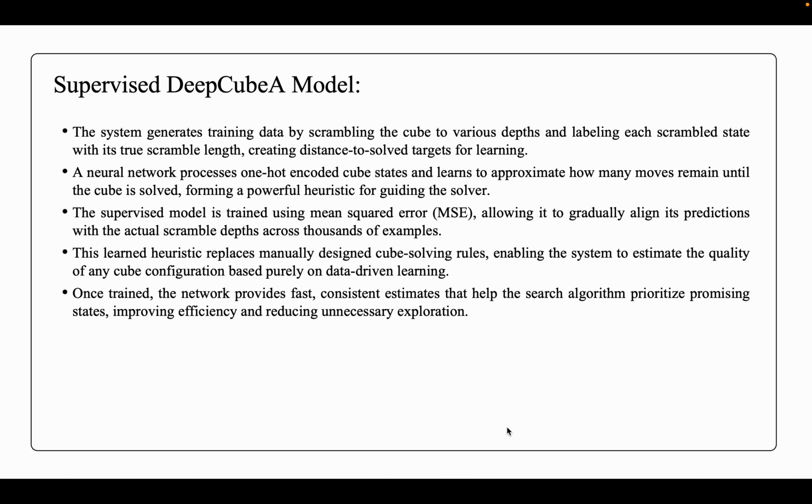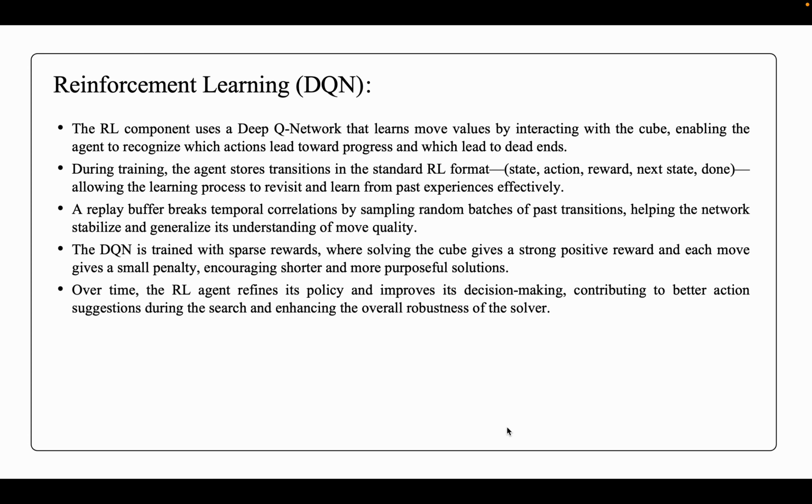We'll now have a look at the reinforcement learning. The DQN agent interacts with the cube, chooses moves, and gets rewards. It stores each experience and learns which moves bring the cube closer to being solved. Because solving gives a reward and each extra move gives a small penalty, the agent learns to find shorter solutions.